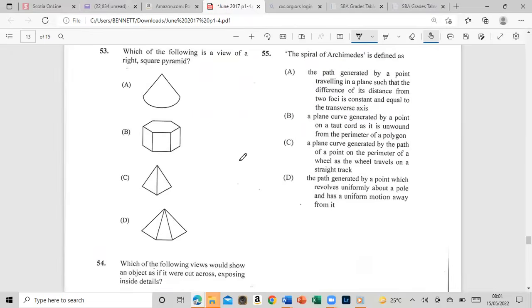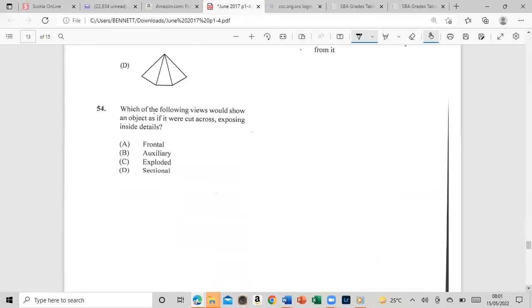All right, which of the following is a view of a right square pyramid? Is it A, B, C, or D? And that would be C. All right, 54 says, which of the following views should show an object as if we cut across, exposing inside detail? Is it the frontal, auxiliary, exploded, or sectional? 54 would be sectional. This one is pretty obvious.